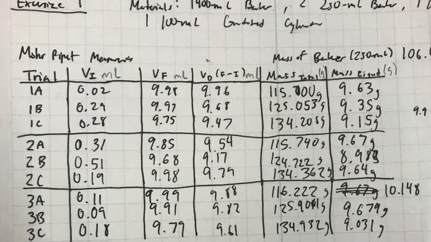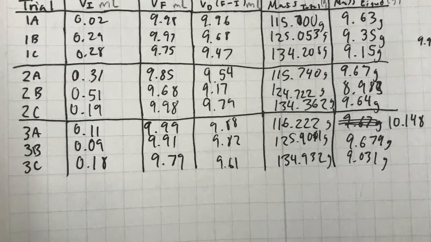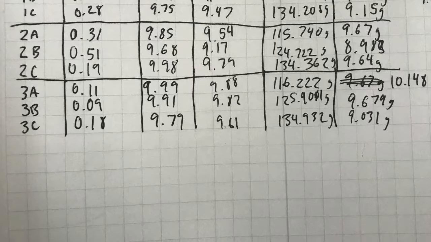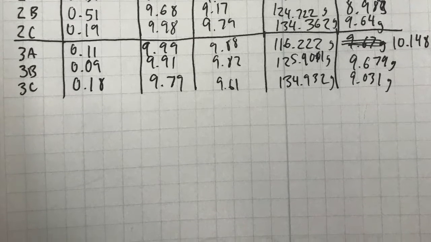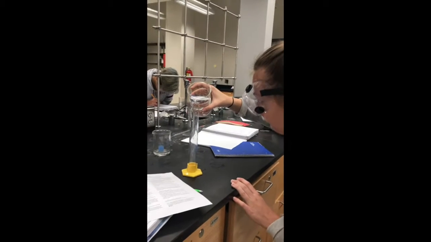As you can see, the final volume for trial 3C was 9.79 milliliters. To get the volume administered, we subtracted the initial from the final, which ended up being 9.61 milliliters. Final volume.